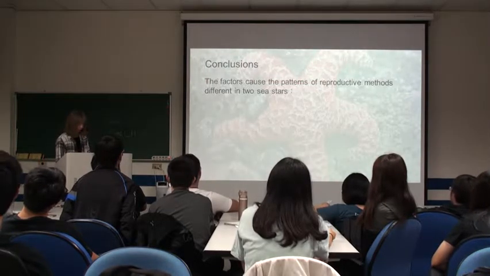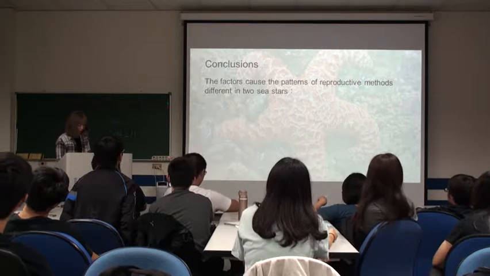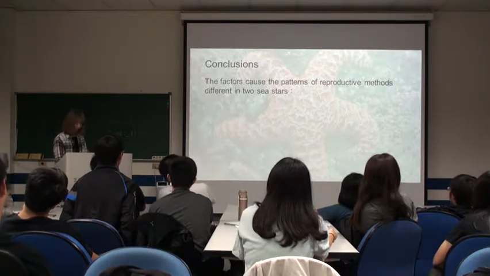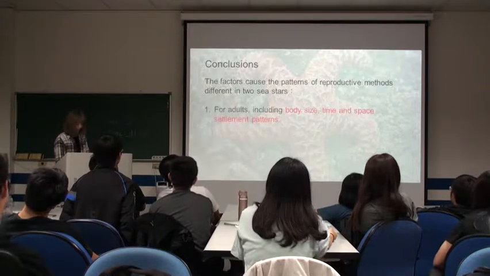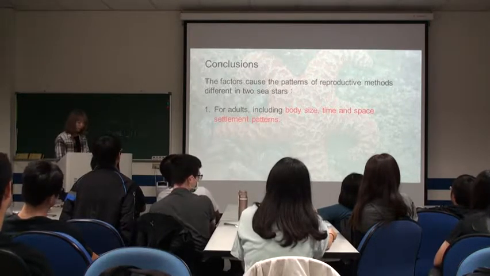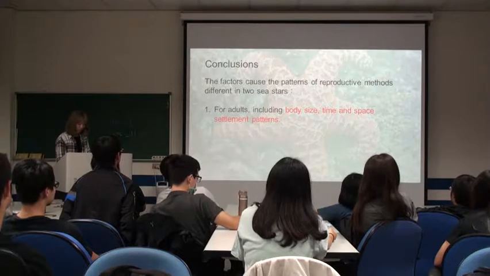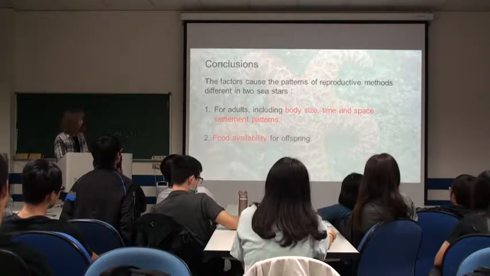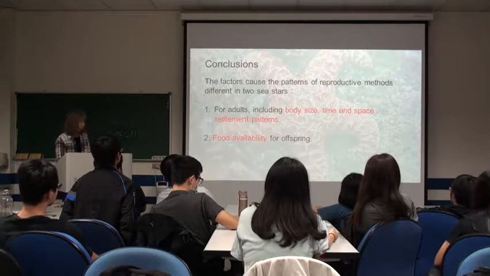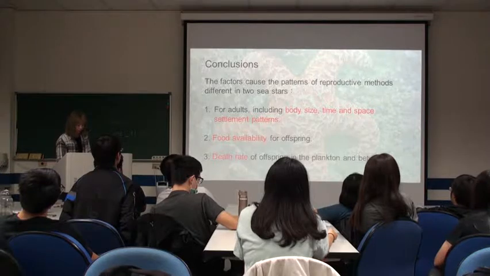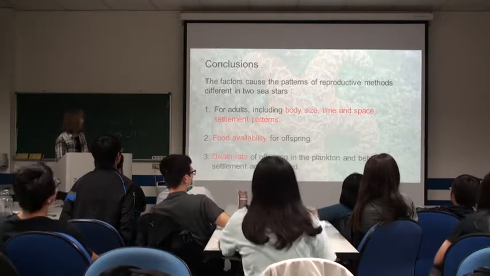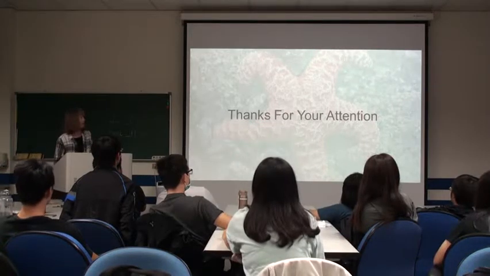And conclusion. The factors that cause the patterns of reproductive method to be different in the two stars are, for adults, body size, time and space settlement patterns, and food availability for offspring, and the death rate of offspring in the plankton and between the settlement and adulthood. And this is my speech. Thank you.